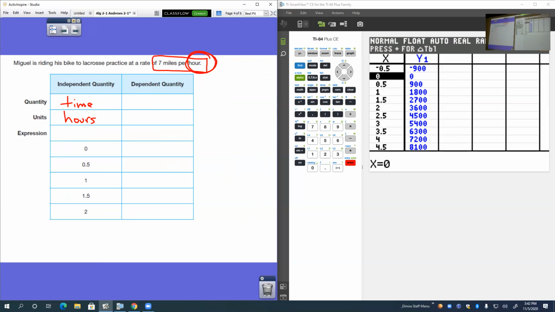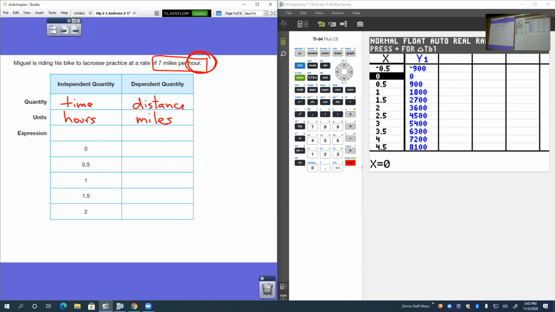The dependent quantity is the thing that's changing. Well, if he's riding his bike at a rate of 7 miles per hour, he's going farther and farther and farther. So the thing that is changing is the distance that he is traveling. How are we measuring that specifically? We're measuring it in miles.